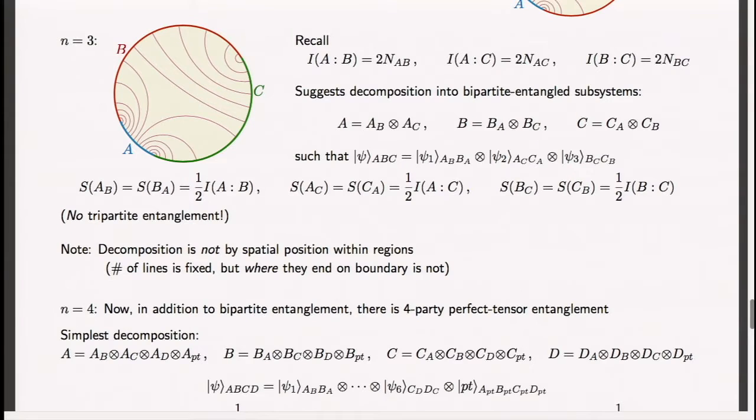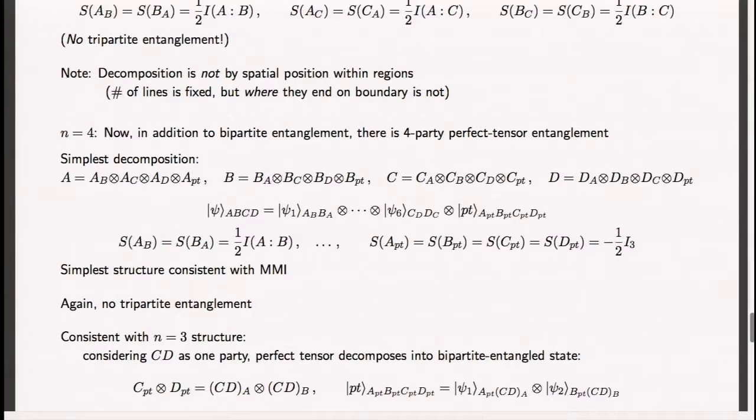Well, if I had a GHZ state at n equals 4, a 4-party GHZ state, and then I merge 2 of the parties, what do I get? I get a 3-party GHZ state, which I said is not there. So it's only very special 4-party states that reduce in the right way under merging. And what states are those? Well, those are the perfect tensor states. So if you take a 4-party perfect tensor state and merge 2 of the parties, you end up with something that looks just like this. Okay? So it's consistent, at least I'm being consistent.